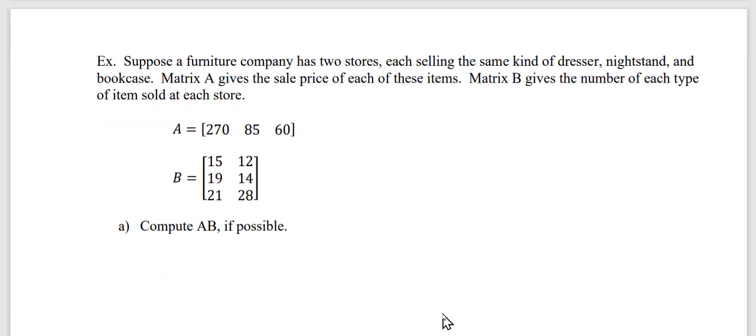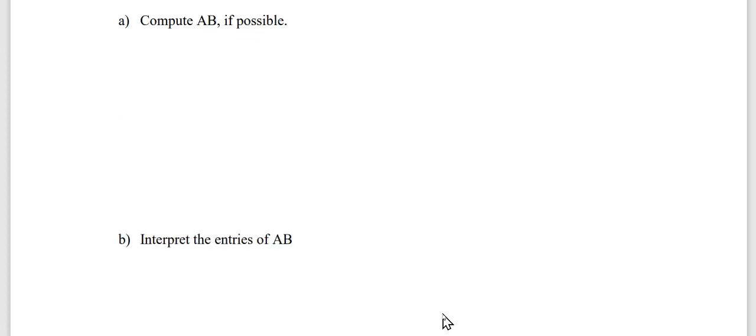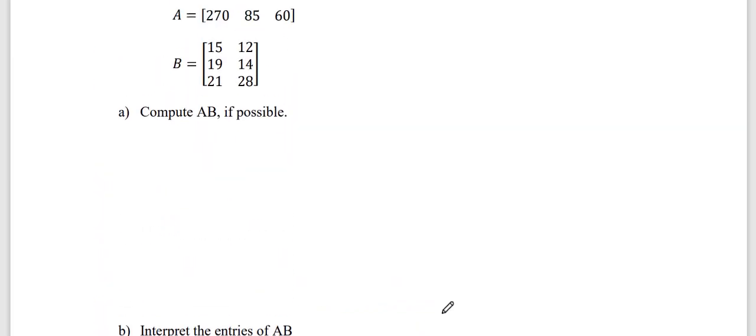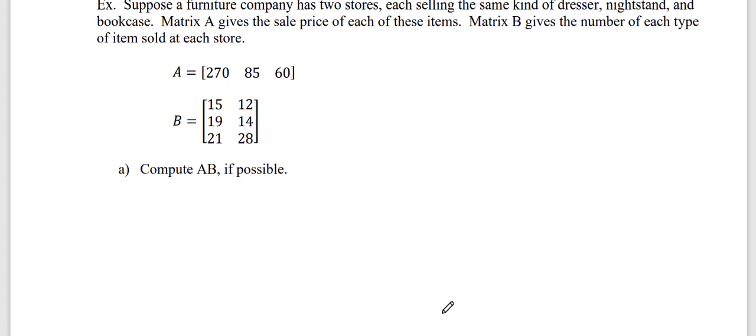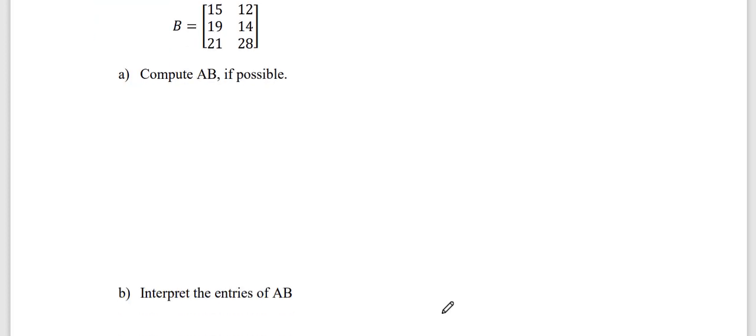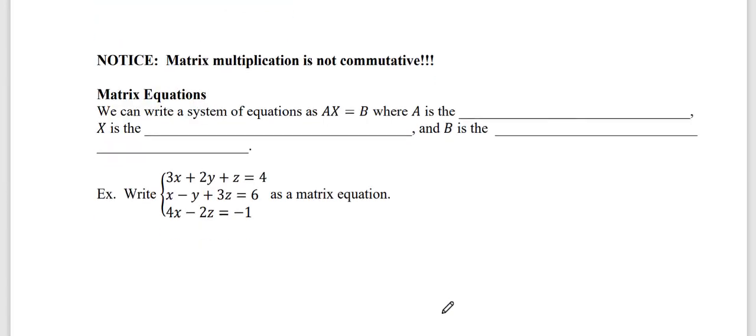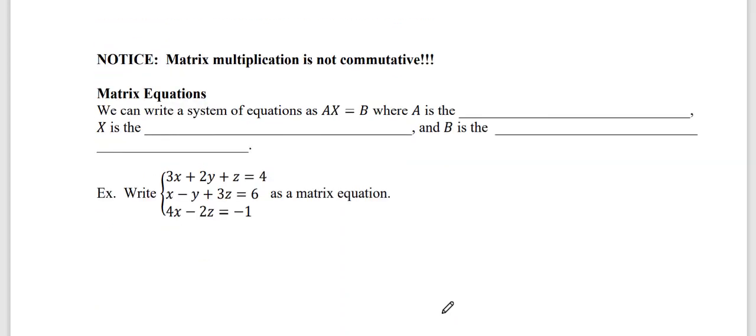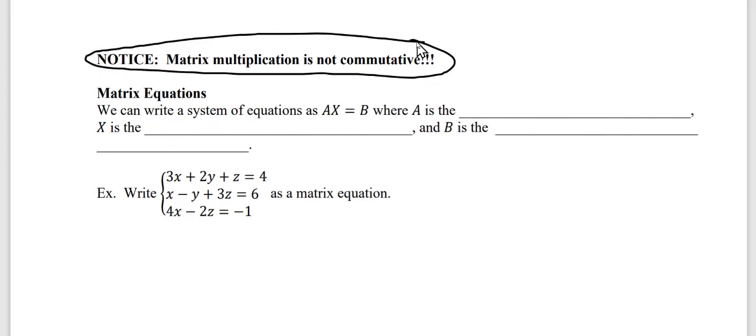Let's do one more example problem. Suppose a furniture company has 2 stores, each selling the same kind of dresser, nightstand, and bookcase. You know what? We've already seen an application of this, so I'm going to go ahead and skip this. You are welcome to work on this and calculate it and try to interpret that. But just for the purposes of time, I don't need to beat a dead horse in that application area. So I'm going to skip that one. Let's go down to this matrix equation idea. We already talked about this concept, so I'm kind of skipping over that too.